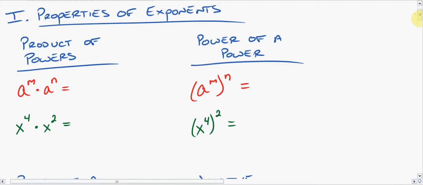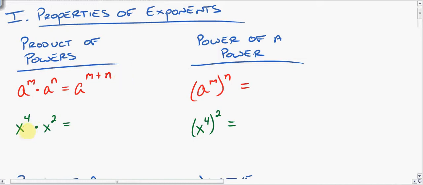All right, so there are 7 properties which we're going to run through. And the first one is called product of powers. So we see the product of powers. In red are the quote-unquote formulas, and then in green you're going to see one example for each property. So we have a raised to the mth power times a raised to the nth power. Anytime you have two bases that are the same and they're multiplied together, what do we do with their exponents? We add them. So this is equal to a raised to the m plus nth power.